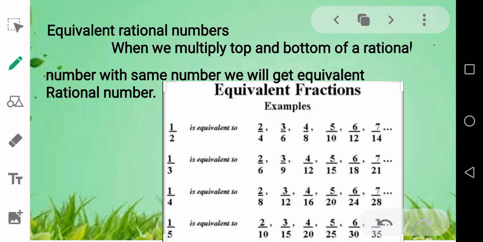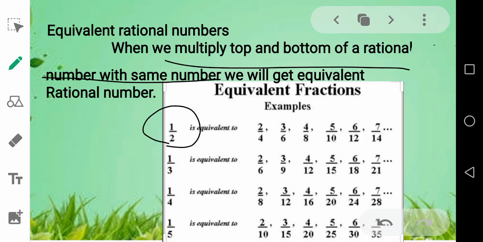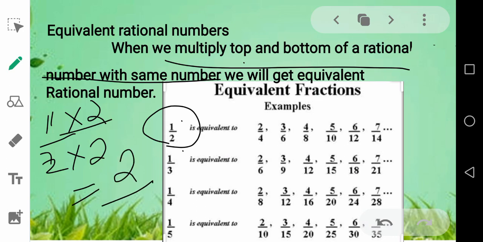Okay. Now coming to the next topic, that is equivalent rational numbers. Equivalent rational numbers means nothing much. You studied in the fractions chapter, right? When we multiply top and bottom of a rational number with the same number, we will get equivalent rational numbers. That means if I am taking 1 by 2, I am multiplying the numerator and denominator, top and bottom, with the same number. Numerator I am multiplying by 2. Denominator also I am multiplying by 2. What is 1 into 2? 2. 2 by 4. So we have 2 by 4 as equivalent.